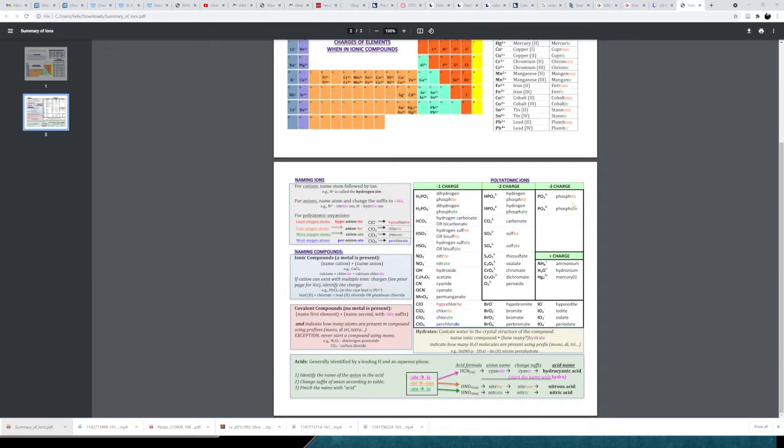So from phosphate to phosphite, we lose one oxygen and keep the charge the same. For chlorate to chlorite, we lose one oxygen and keep the charge the same. Bromate to bromite, lose an oxygen, keep the charge the same. Sulfate to sulfite, lose an oxygen, keep the charge the same.